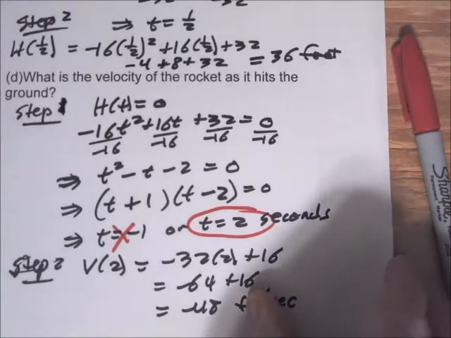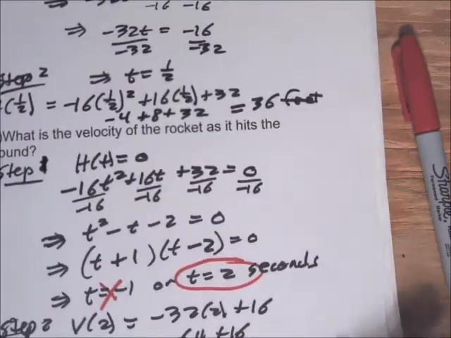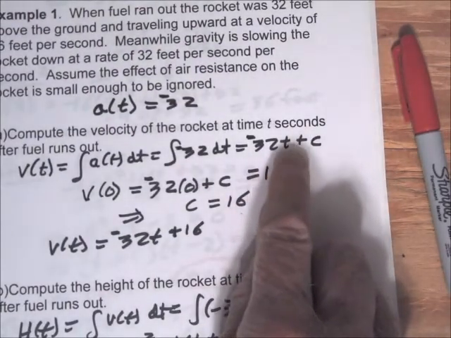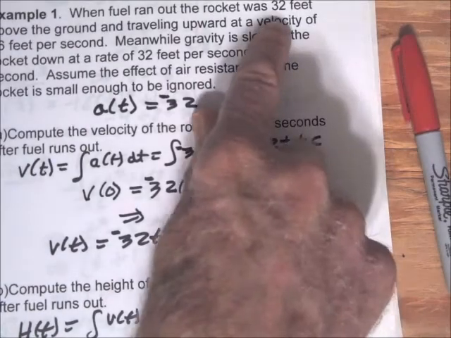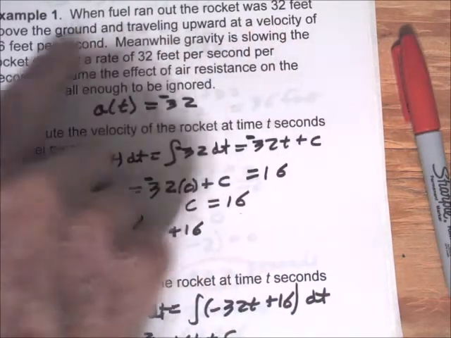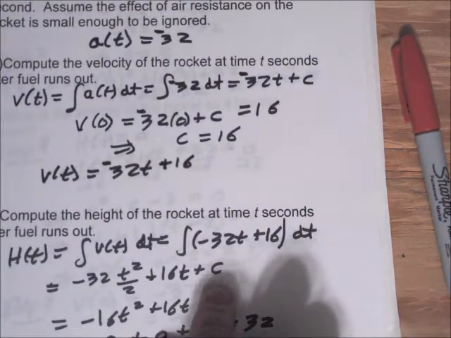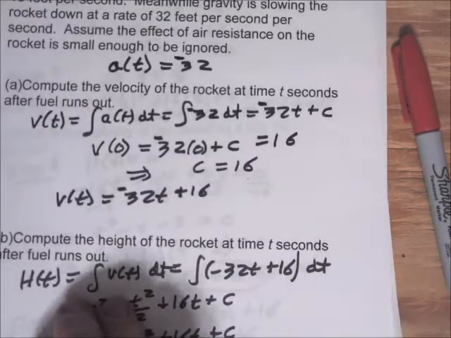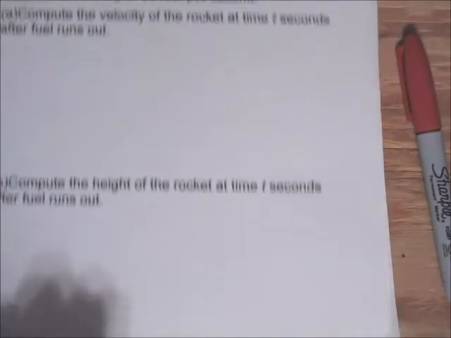Okay, so that's an initial value problem. Generally, when you take the antiderivative, you get plus a constant, and in order to find out what the constant is, we put in the initial velocity of 16 feet per second, or down here we're putting in the initial height of 32 feet. Okay, so that gives us a specific antiderivative.